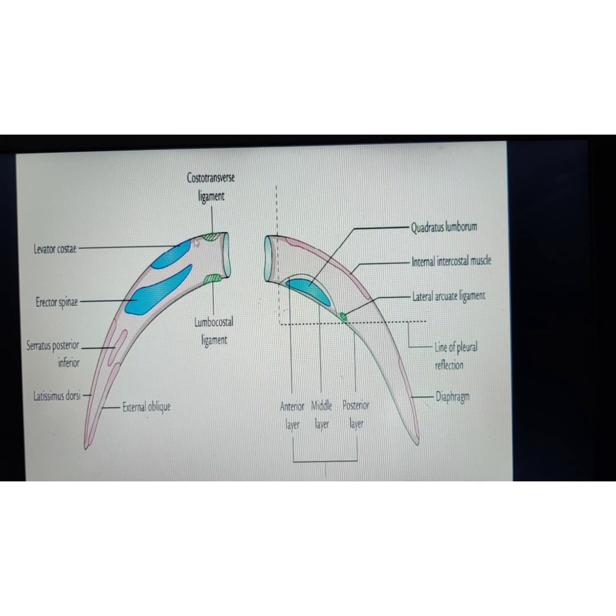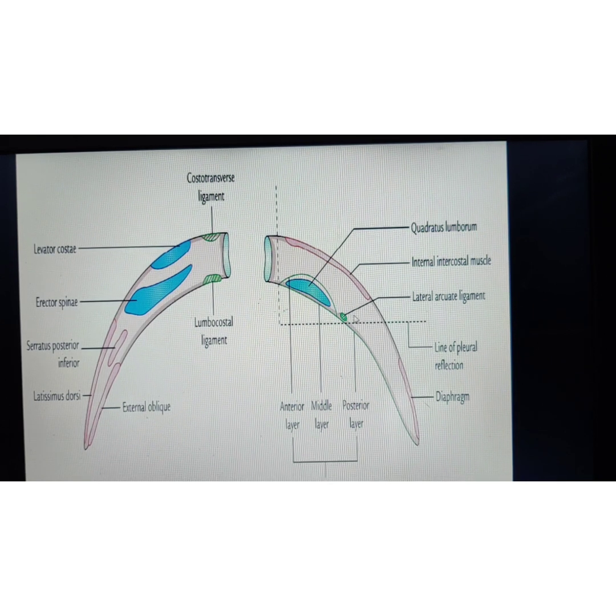Near its medial end, we have the attachment of the costovertebral ligament and lumbocostal ligament. The medial portion of the outer surface or the posterior surface gives insertion to the levator costae and erector spinae group of muscles, and the lateral end of the outer surface of the 12th rib gives attachment to the latissimus dorsi, external oblique muscle and serratus posterior inferior muscle.